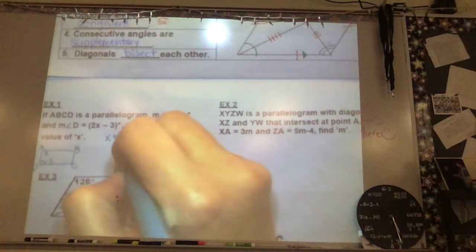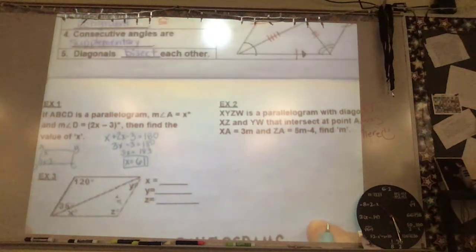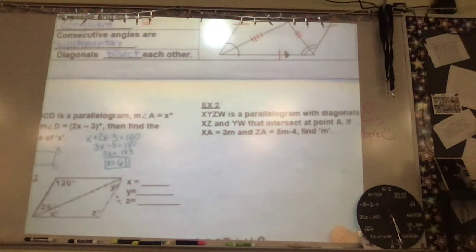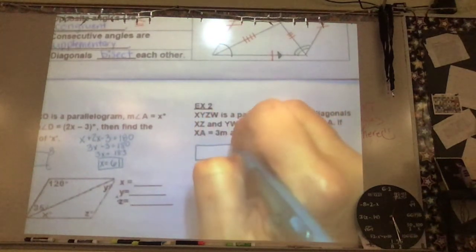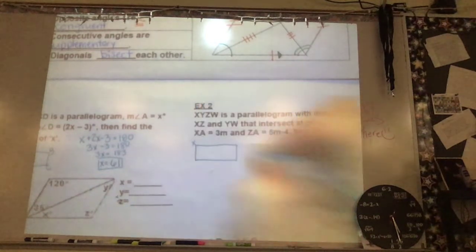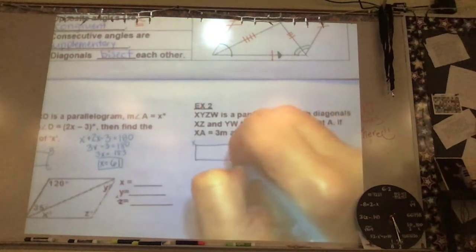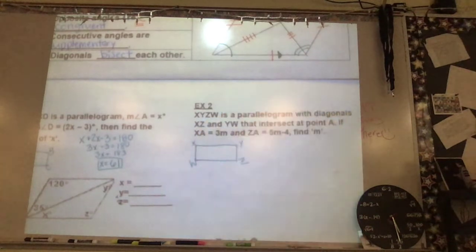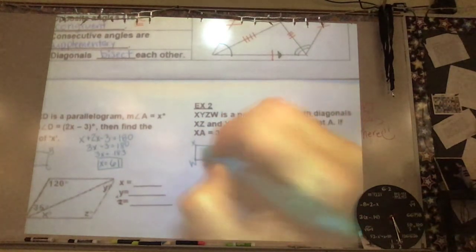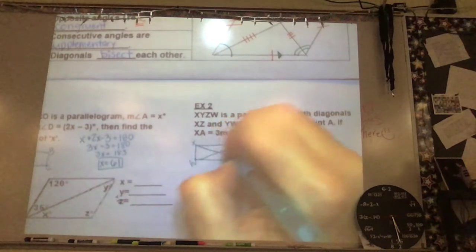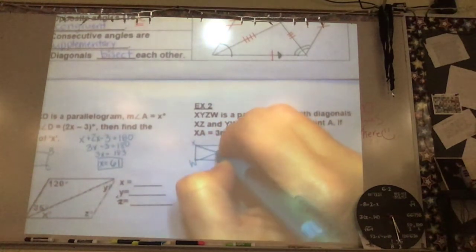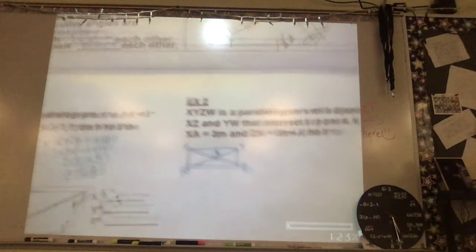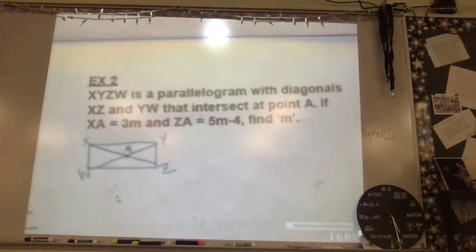There we go. Okay, so example 2 says that WXYZ is a parallelogram, goodness. I'm just going to draw it. Again, it's making assumptions that you're going to walk around the parallelogram like it says: X, Y, Z, W. This parallelogram has diagonals XZ and YW that intersect at point A. So there is the diagram based on the information they're giving us here.